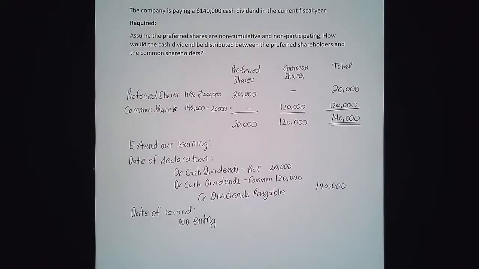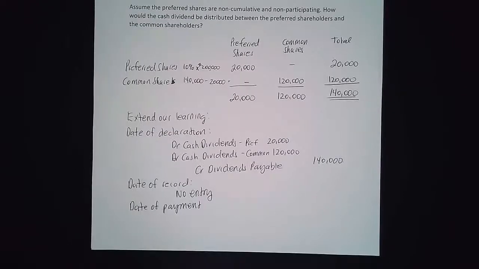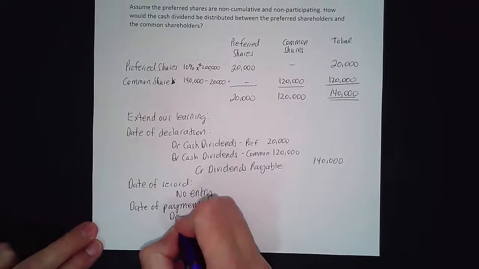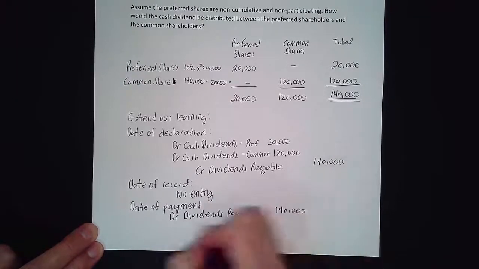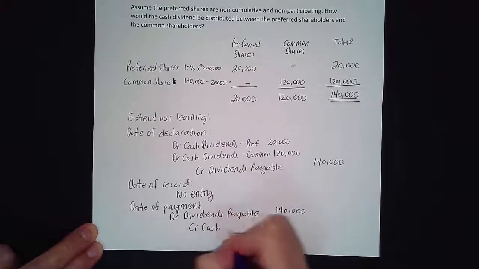What would be the entry on the date of payment? In this case, we're going to recognize that the liability is now settled through an outflow of resources and cash has reduced. That would be a debit to dividends payable of $140,000 and a credit to cash of $140,000.